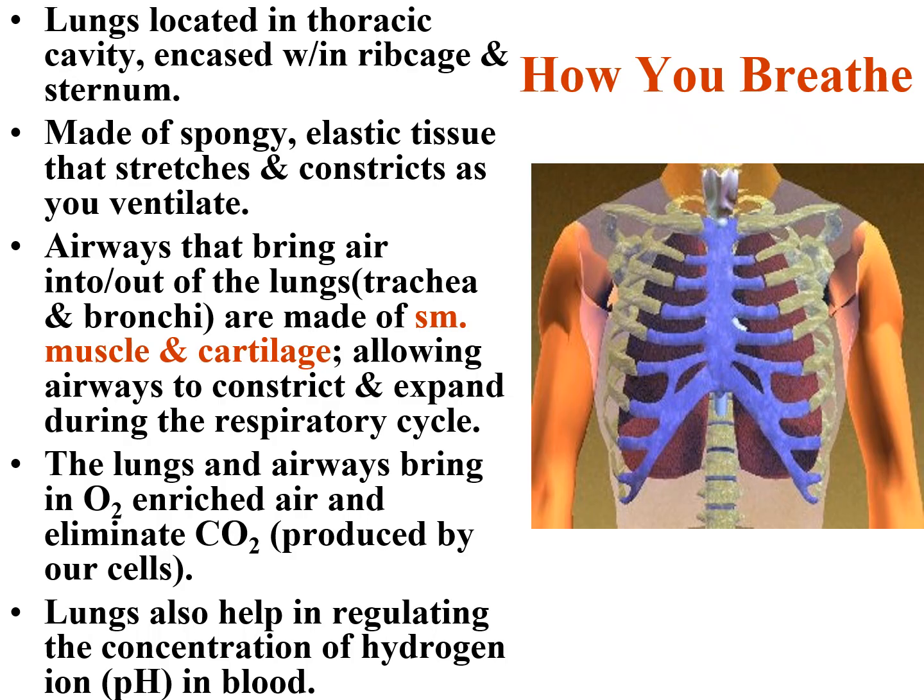And then the last bullet: the lungs also help in regulating the overall hydrogen ion concentration within our blood. And that's just a fancy way of saying that the lungs help to maintain the overall pH of our blood. And as you recall, the pH of our blood happens to be within the range of 7.35 to 7.45. And if you remember from high school chemistry, we have that pH scale.